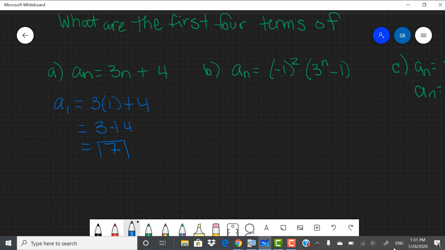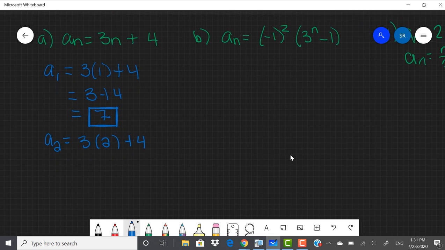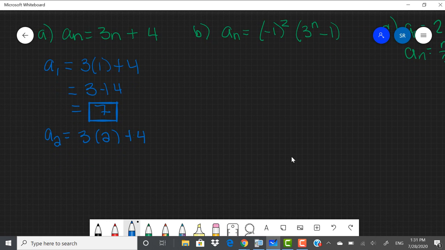So a sub n, or a sub 1, the first term, is 7. My first term is 7. Then we're going to do the same for my second term. So basically, all we're doing here is plugging in 1, then 2, then 3, and then 4 for each of the equations. So let's go ahead and finish this up. So 3 times 2 is 6 plus 4. So my second term is 10.